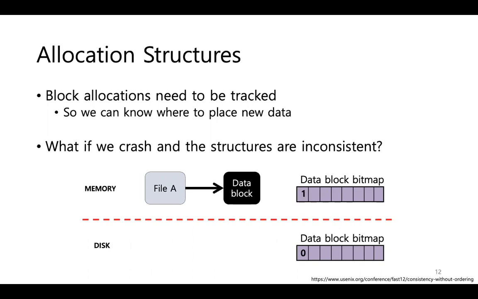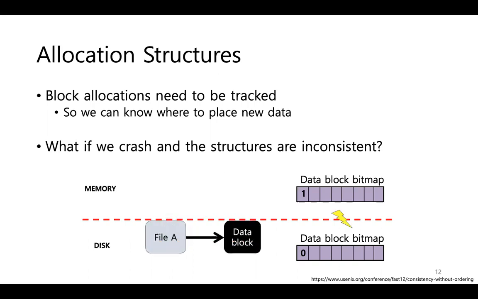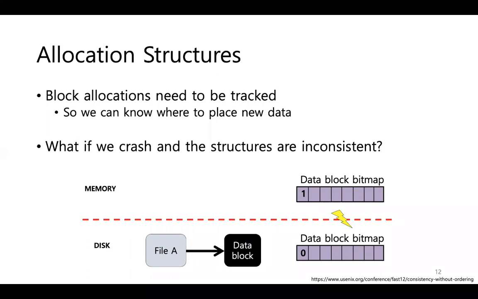So we allocate this data block to file A, and then we write file A and the data block to disk, but we crash before we update the data block bitmap. So now if we were to read the bitmap from the disk, we would see that this block is free, which is incorrect, and we might overwrite it.